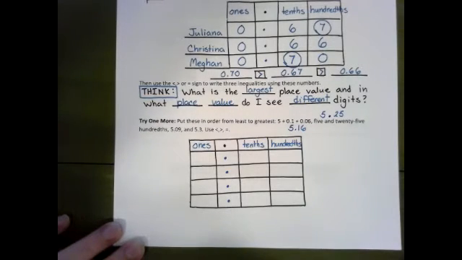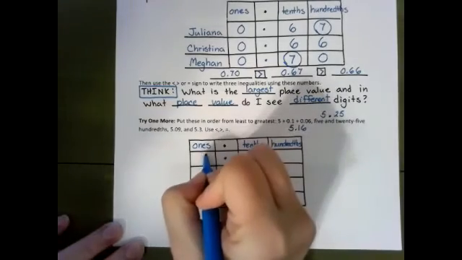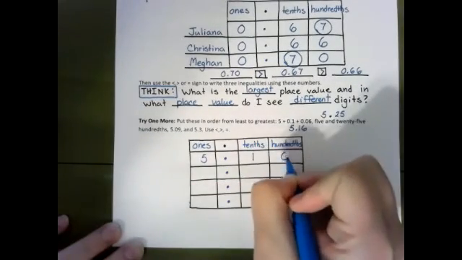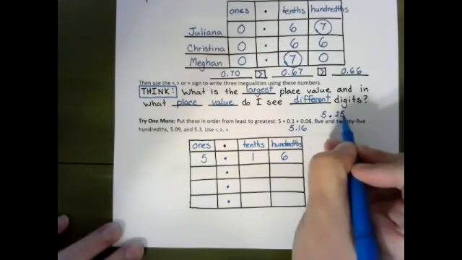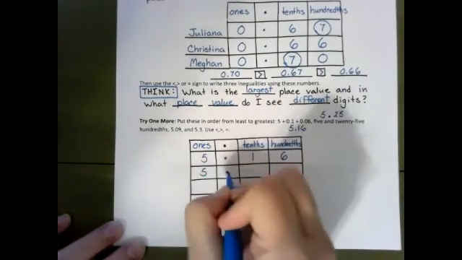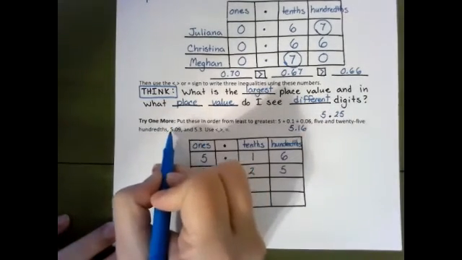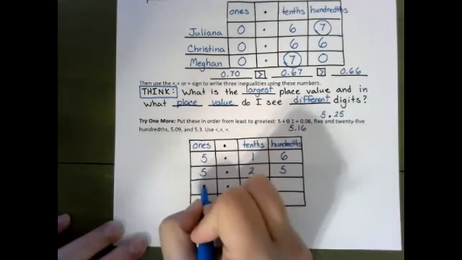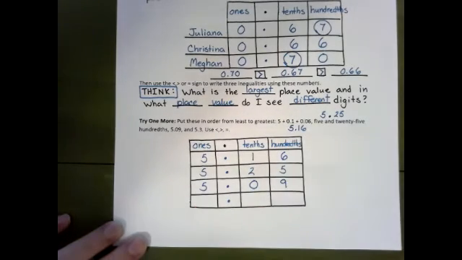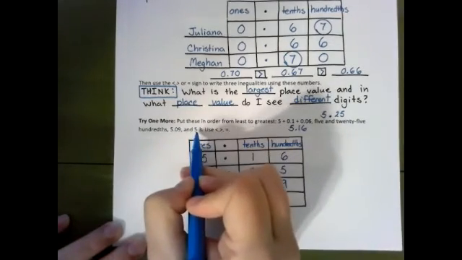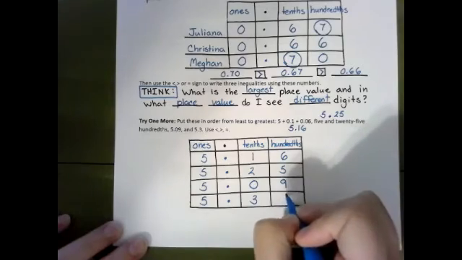Now we can put our values in our place value chart. 5 and 16 hundredths. Next value, 5 and 25 hundredths. Our next value, 5 and 9 hundredths. 5 and no tenths, 9 hundredths. The next value, 5 and 3 tenths, which means there are no hundredths.